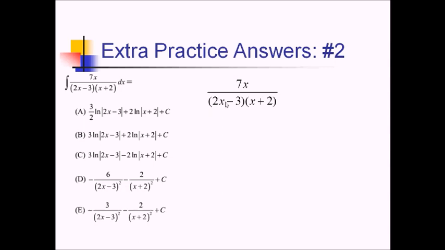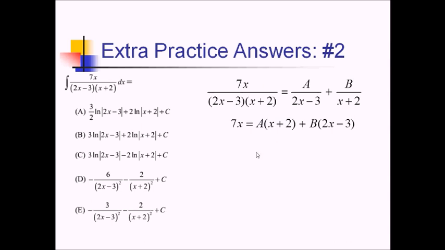I've got the original fraction equaling a over 2x minus 3 plus b over x plus 2. And now multiplying everything by 2x minus 3 times x plus 2, that leaves me with just 7x on the left. And on the right, I've got a times x plus 2, because the 2x minus 3 part of this is going to cancel. And then the x plus 2 cancels down here, leaving me with b times 2x minus 3.